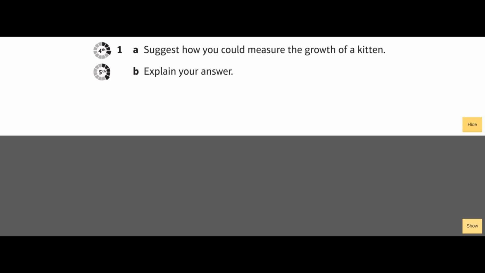Okay, so just a quick starter question here about growth in animals. So suggest how you could measure the growth of a kitten and explain your answer. So I just want you to pause here for a few minutes whilst you write down the question and your answer. And when you're ready, click on play and we'll have a look at an ideal answer.